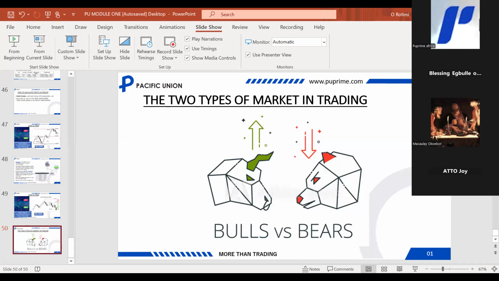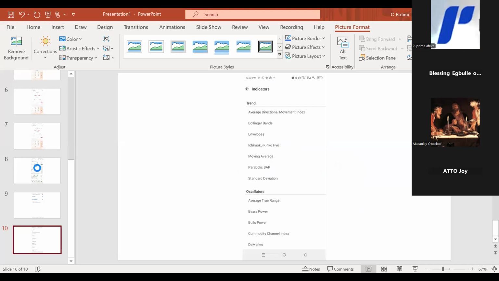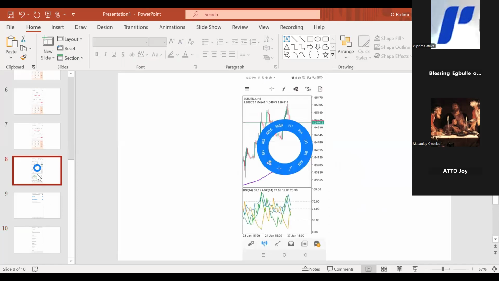And the second session we're doing now is on the MetaTrader platform. We're looking at the MetaTrader 4 on mobile, the mobile version of MetaTrader 4. And we're actually using slides tonight.